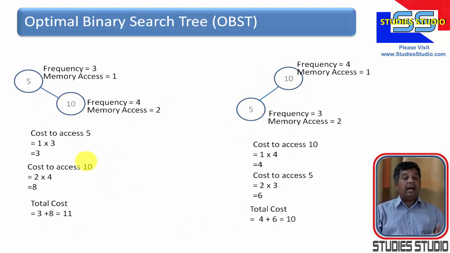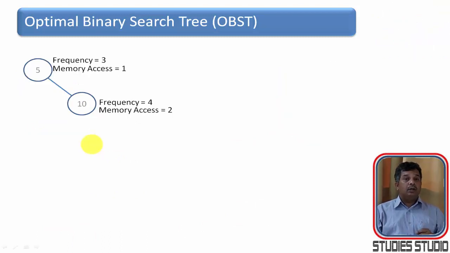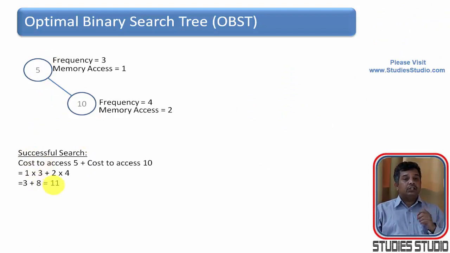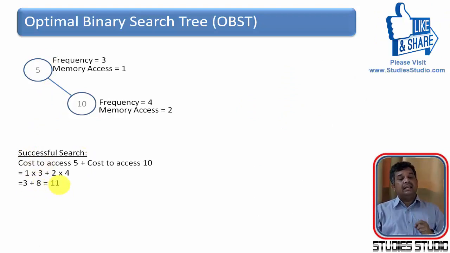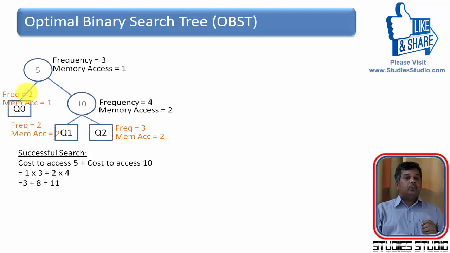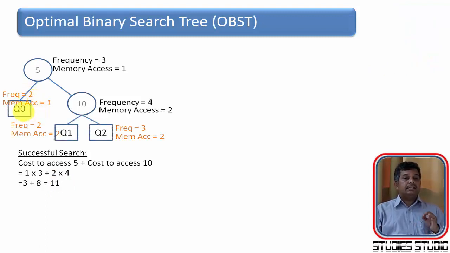But somebody may have unsuccessful searches also. Let us try to take that. Already we have seen for successful search, the access I need is 11. But when I take unsuccessful search, let us say the frequency of searching between 1 to 4 is 2 and the left child is a null pointer. That's why I need 1 memory access. And anything between 1 to 4 is an unsuccessful search. Similarly, anything between 6 to 9 is an unsuccessful search.